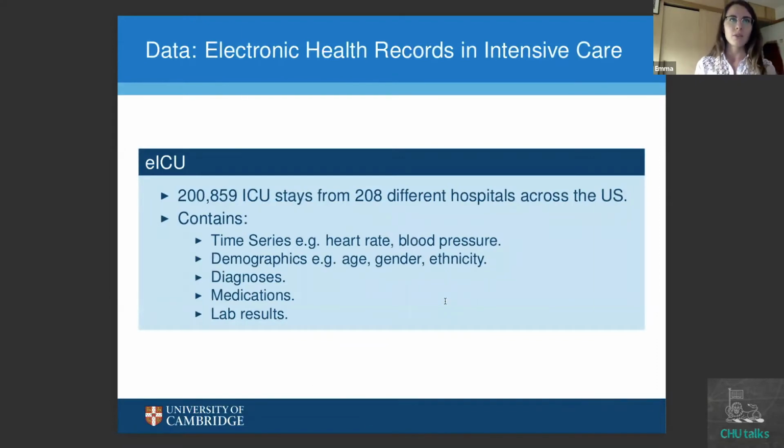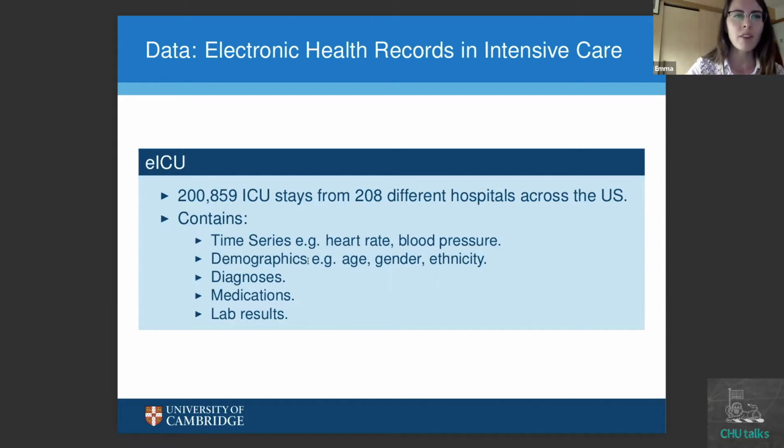Okay, so the data we use is from an American data set called EICU, and it contains over 200,000 different ICU stays from many hospitals across the US. And the actual data itself contains many different things. One of them is time series. So these are parameters that vary over time. So this could be things like the patient's heart rate, their blood pressure, and often these things are logged directly by machines because the ICU contains a lot of specialist equipment that often logs these parameters for you.